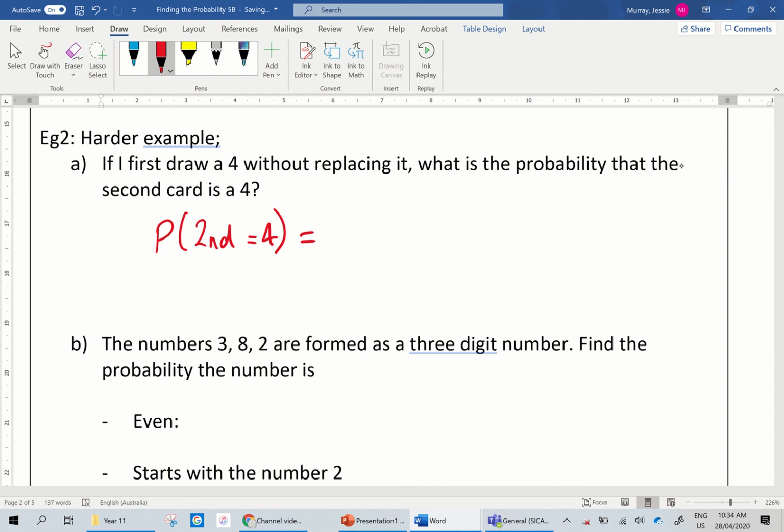Well, I'm going to only have, oh sorry, can't count today, 51 cards left in the deck because I've already pulled one out. And there's not going to be 4 cards that are 4s now. There's only 3 of them that are left. Okay.